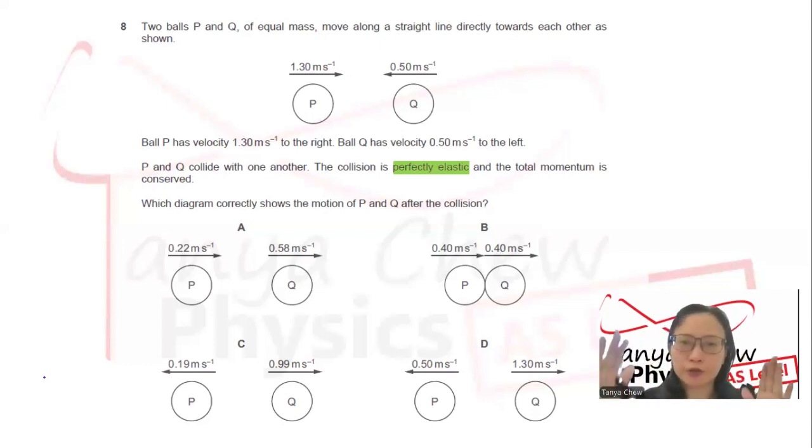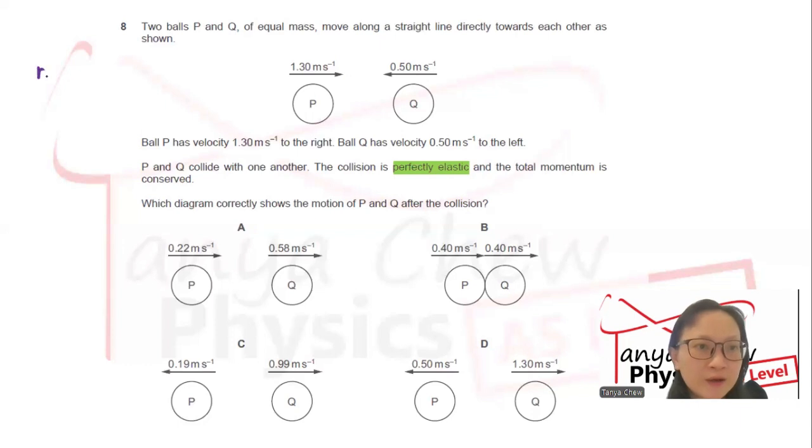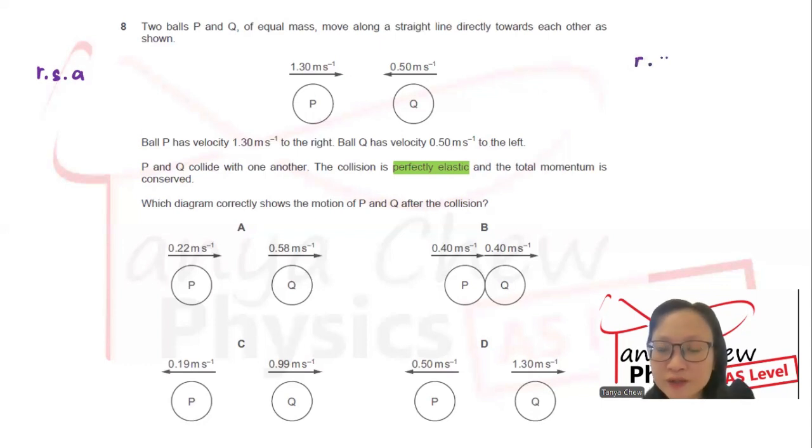So what should you do when you see this type of question? First of all, you need to search for the keyword. The keyword is perfectly elastic. So when the collision is perfectly elastic, we can also say that the relative speed of approaching of P and Q must be equal to the relative speed of separation of P and Q.